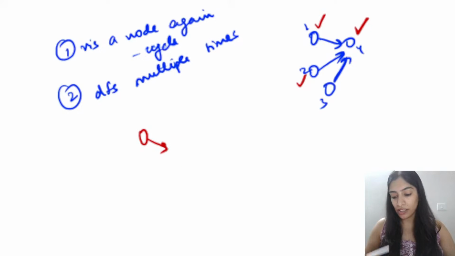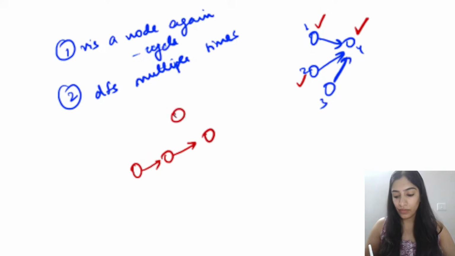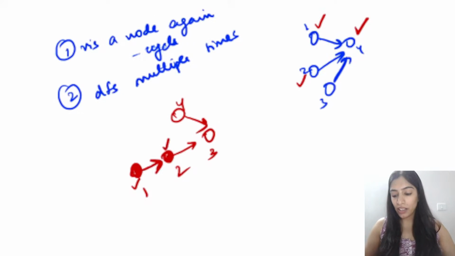Okay, let me take another example. Now if this is a graph and I start my DFS from here. So I visit this. Suppose this is 1, 2, 3, 4. I visit this. Okay. From DFS, I will come here. I'll mark this as visited. I come here. I mark this as visited. Right. So I started from my node 1. I visited 1, 2, and 3. But I never visited my node 4.